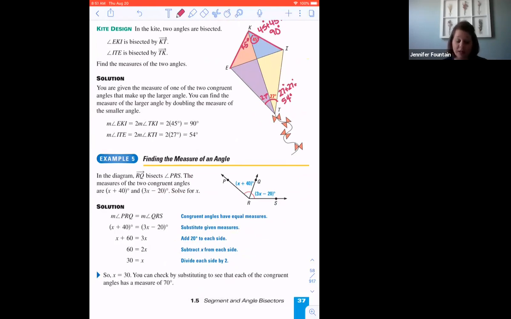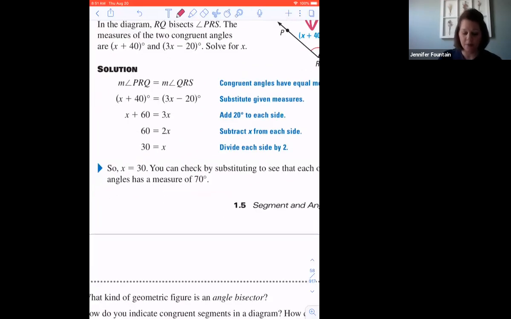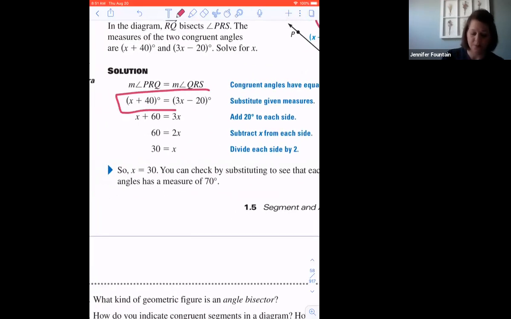Now on this one, it says finding the measure of an angle. In the diagram, ray RQ bisects angle PRS. The measures of the 2 congruent angles are x plus 40 degrees and 3x minus 20 degrees, and I need to solve for x. I know that this angle is equal to this angle, so I'm going to set that up right here. So I have x plus 40 equals 3x minus 20.